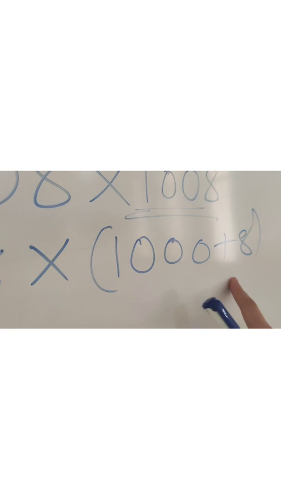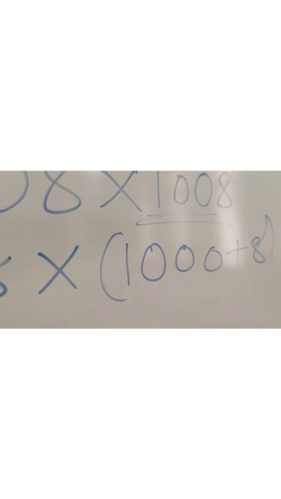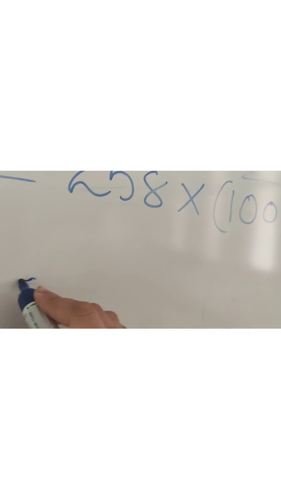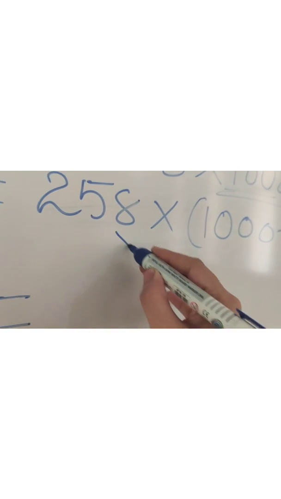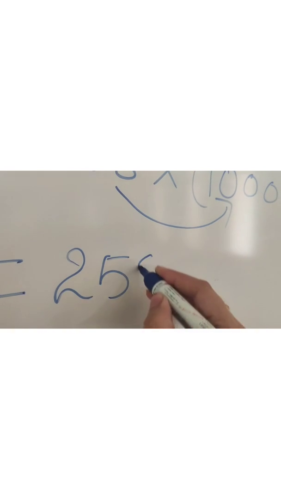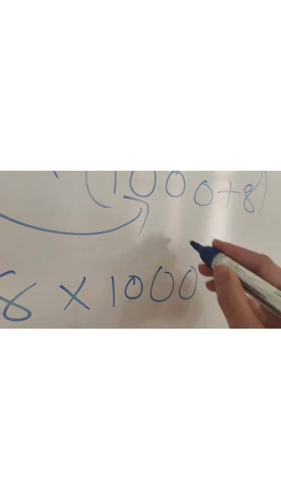We can't take 100 plus 8 here. If we take 100 plus 8, what will it become? 108. We want 1008. So 1000 plus 8. And then in a similar way, we will multiply with 1000. So 258 multiplied by 1000, plus sign will be as it is.